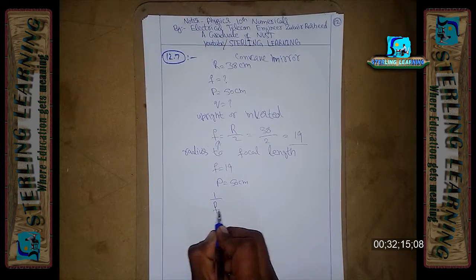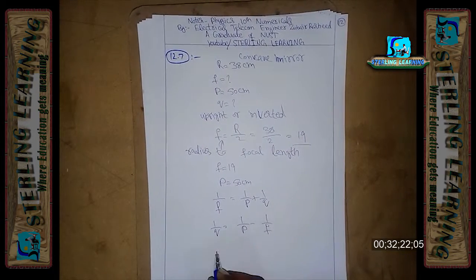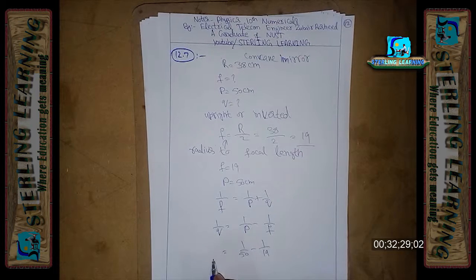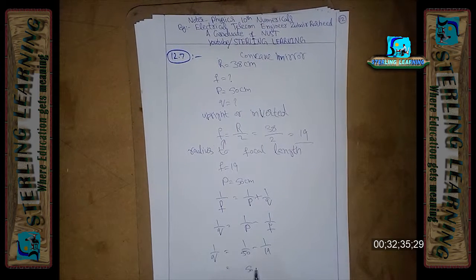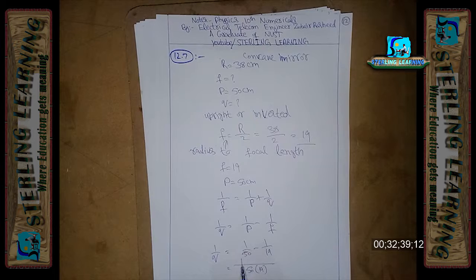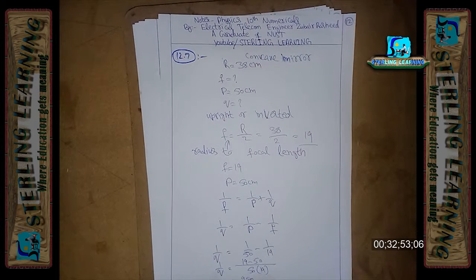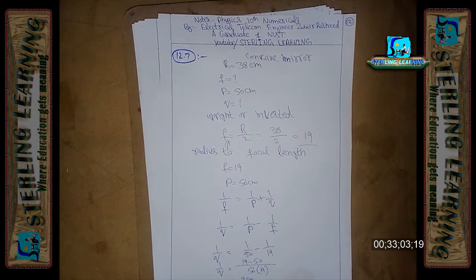We can calculate Q. 1 over F is equal to 1 over P plus 1 over Q, so 1 over Q is equal to 1 over P minus 1 over F. Putting values, 1 over 50 minus 1 over 19 gives 1 over Q. 50 into 19, 19 minus 50, and Q becomes 950 over minus 31, which comes out to be 950 over 31. It comes out to be 30.64.